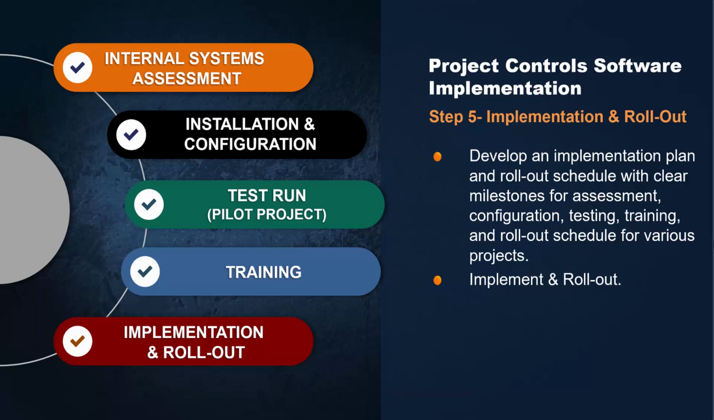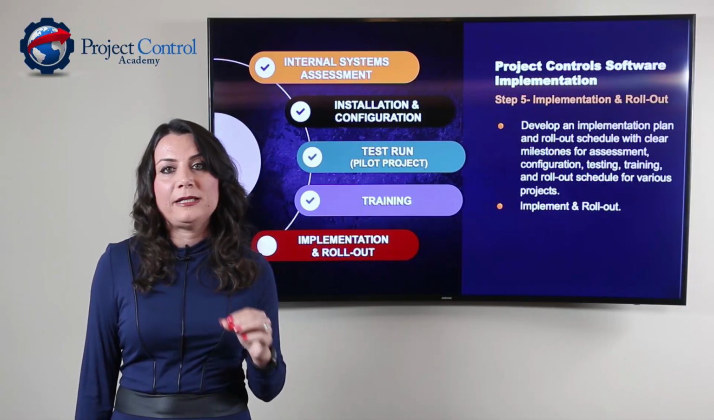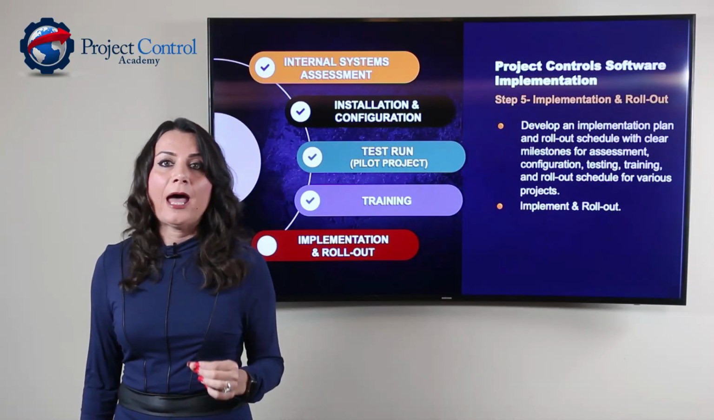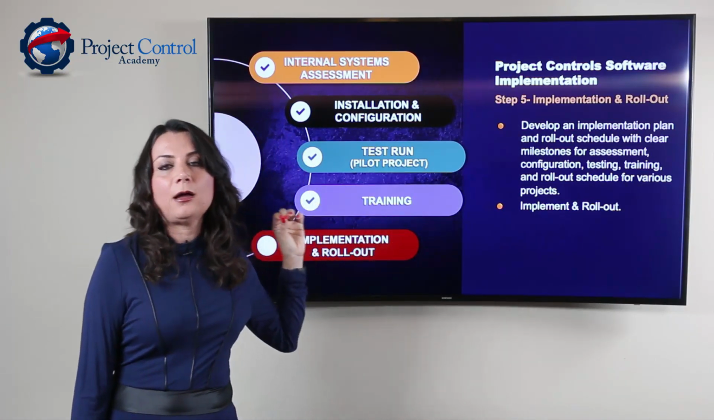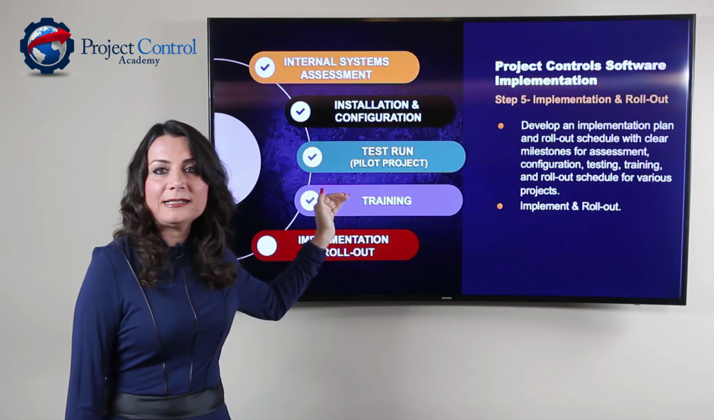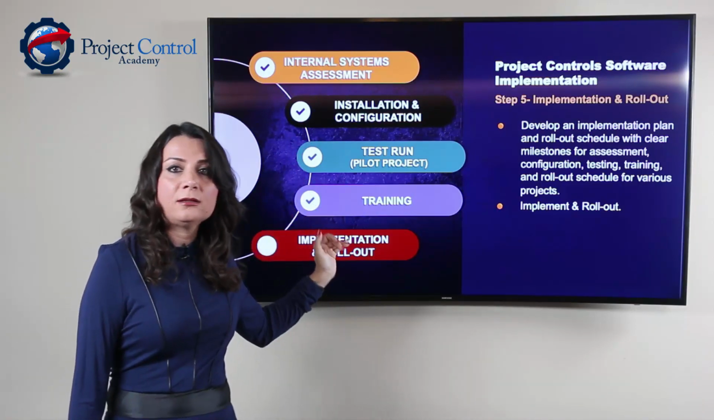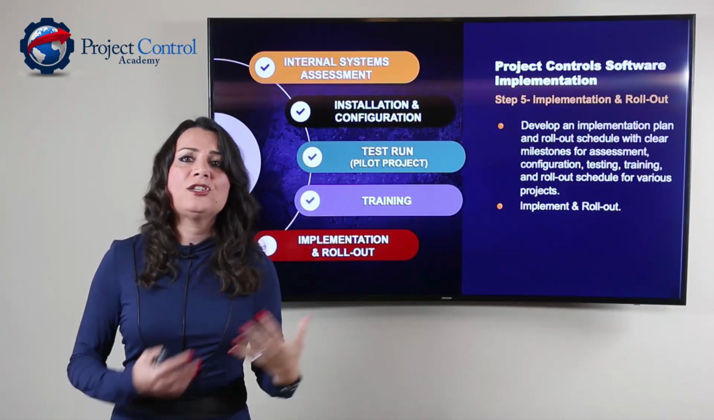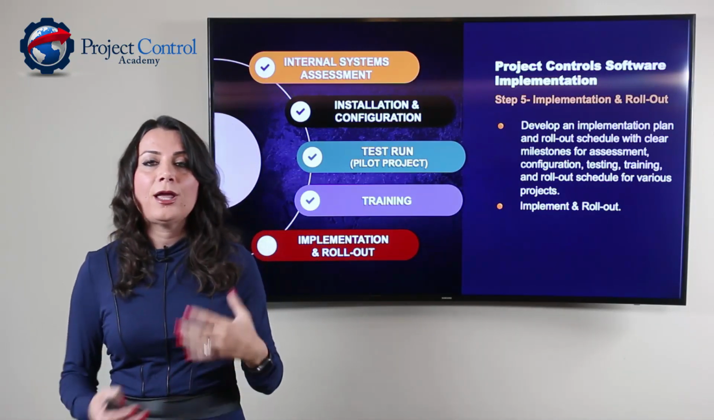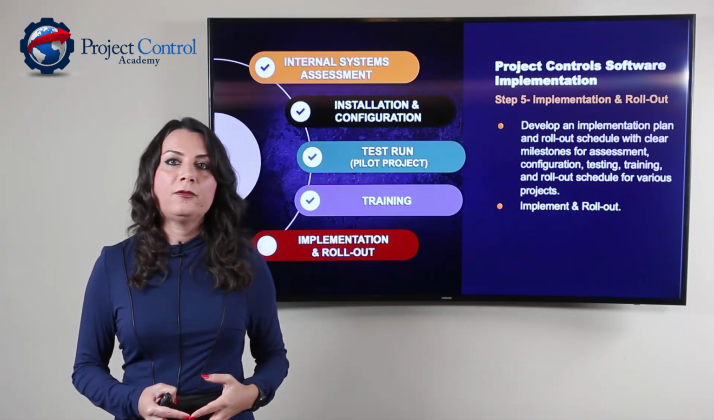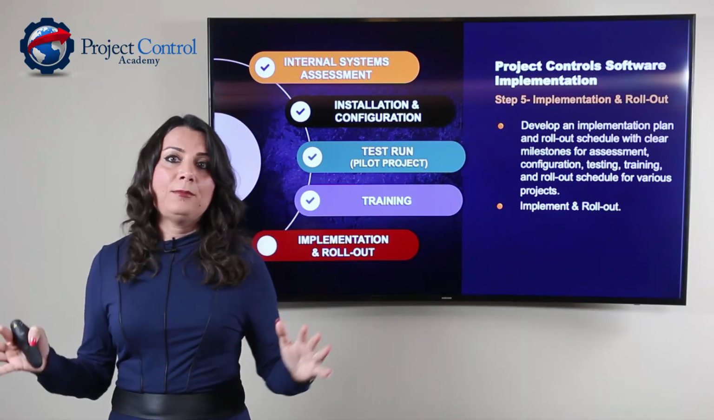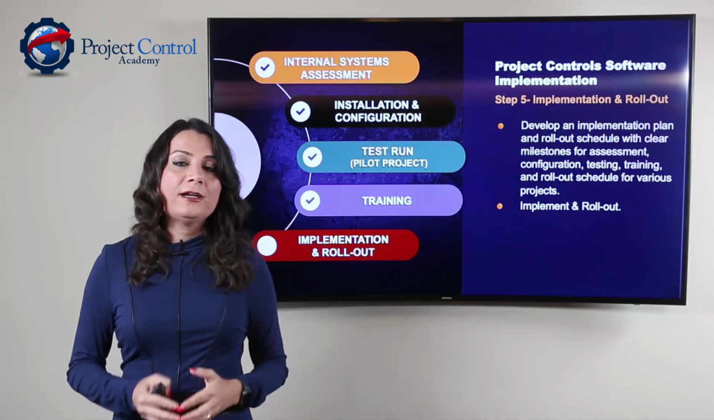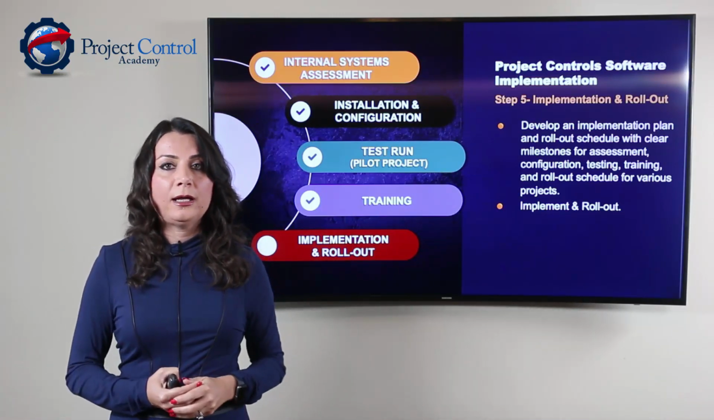But before you roll out the software to the entire organization, make sure that you develop a rollout implementation plan, figuring out all the details that we just talked about: which project is going to use that software, whether or not you're going to do testing, when the testing is going to be done, when the training is going to be done, which group of people needs to go through which training, because depending on the end user, you might have different training available for them. So you need to figure those out, have clear milestones against that, and have that implementation plan developed first before you roll that out to different projects.